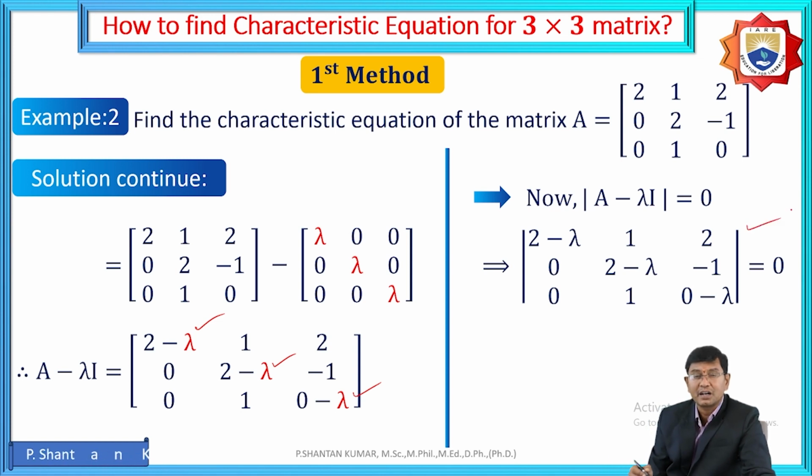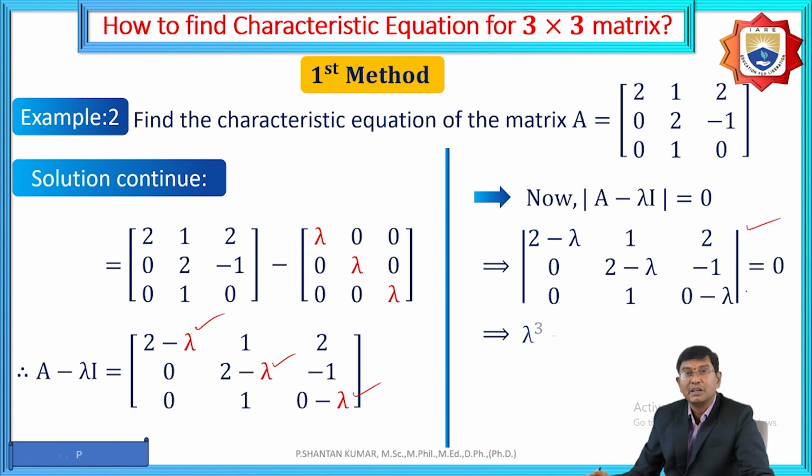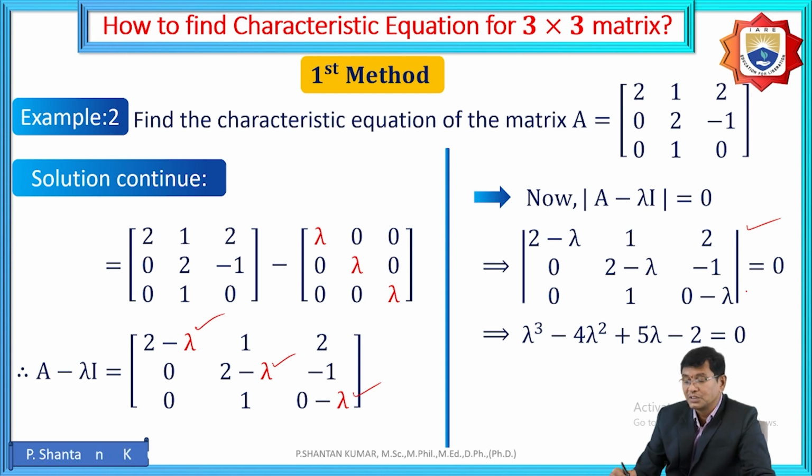Here, as you know, by the general method for a 3 by 3, the first element is multiplied by its minor, then the second element is multiplied by AD minus BC with its sign, and again the third. By using this concept of finding the determinant of A minus lambda I, the value should be lambda cube minus 4 lambda square plus 5 lambda minus 2 is equal to 0. This is the general method, the first method to find the characteristic equation.